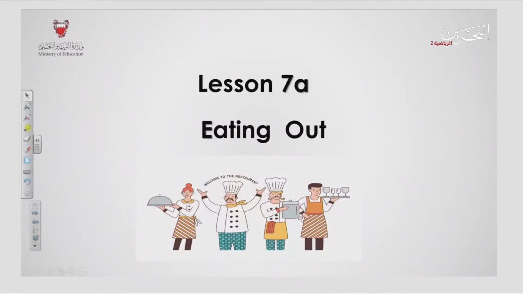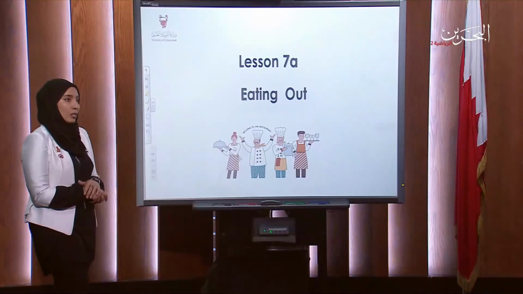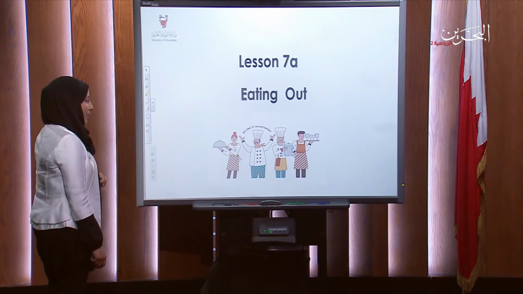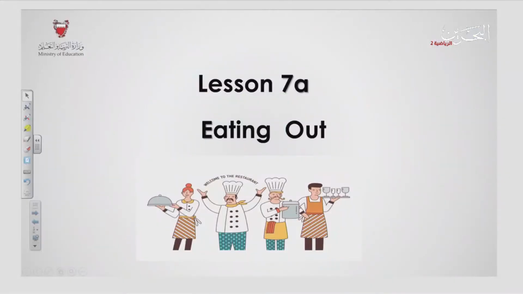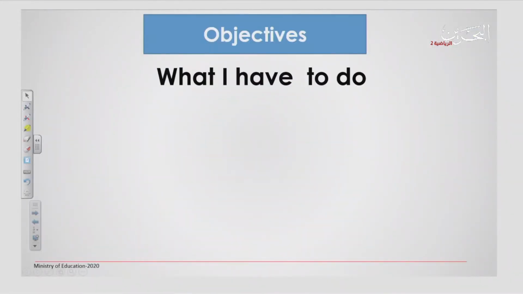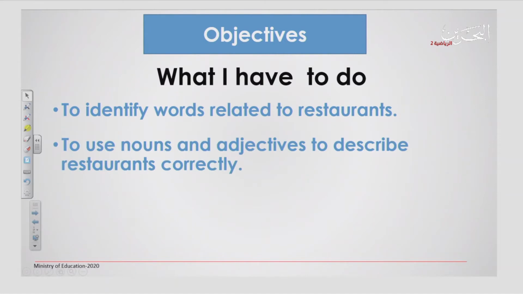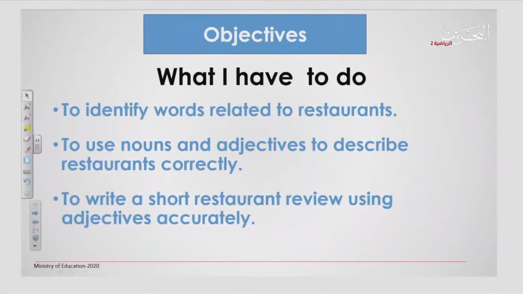So, that being said, today we'll take Lesson A, 7A, Eating Out. Take a minute and look at the picture. What do you think the lesson is going to be about? The objectives that we're going to cover: one, to identify words related to a restaurant; two, to use nouns and adjectives to describe restaurants correctly; three, to write a short restaurant review using adjectives accurately.